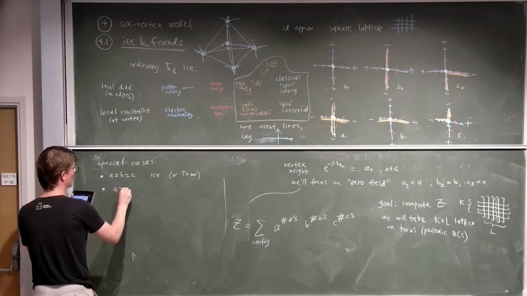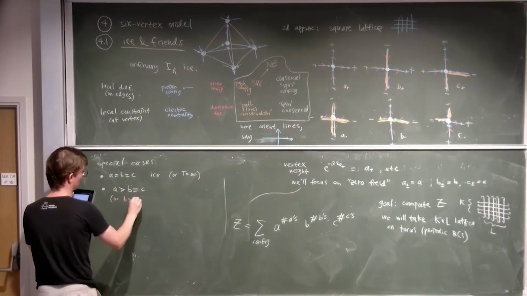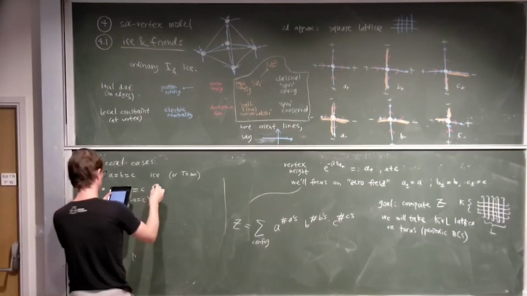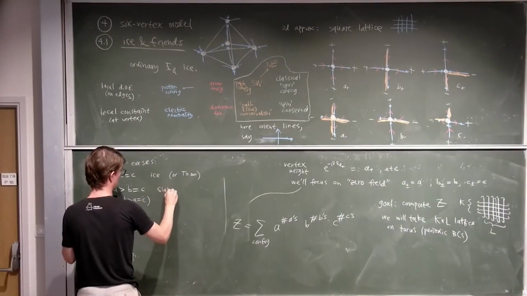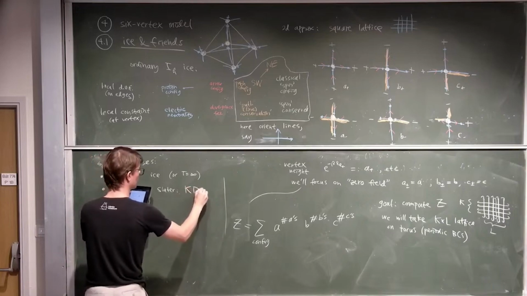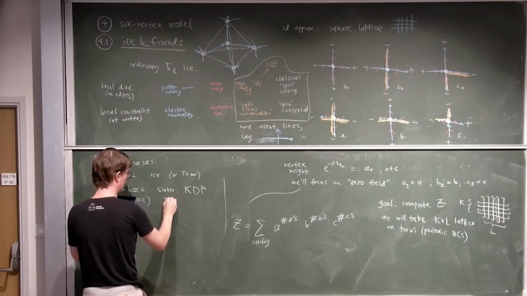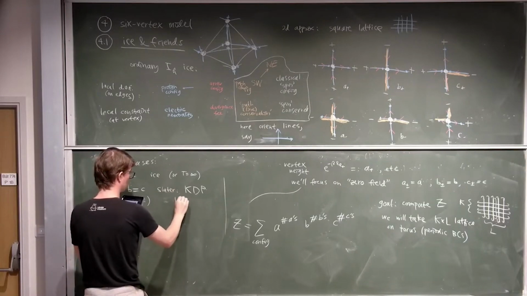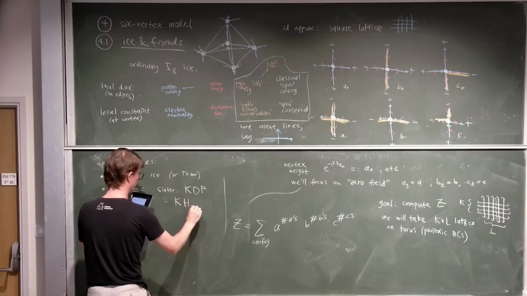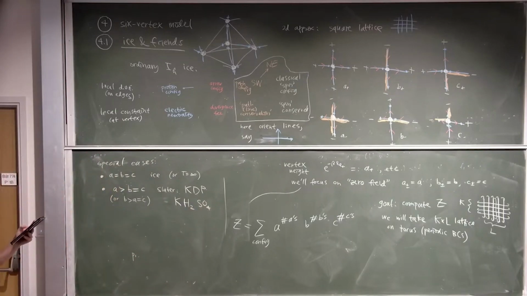Then another special case is where A is larger than B equal to C, which is equivalent to B being larger than A equal to C, by some maybe rotation or flip. This model was studied by Slater or proposed to be, so it's called the KDP model. And this means potassium, dihydrogen, H2, phosphate, SO4. So that's really the chemical compound that it describes.